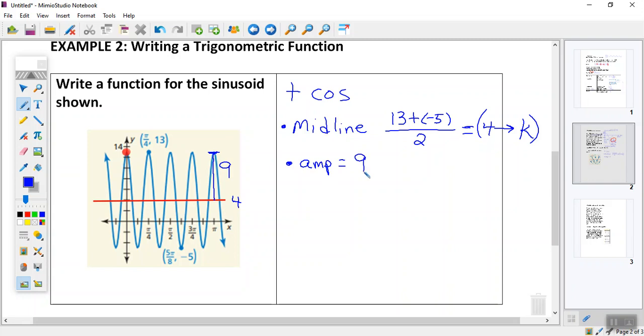Now think about this, the cosine starts on the y-axis. Do I need to move anything left or right at all then? Like everything completely left or everything completely right?